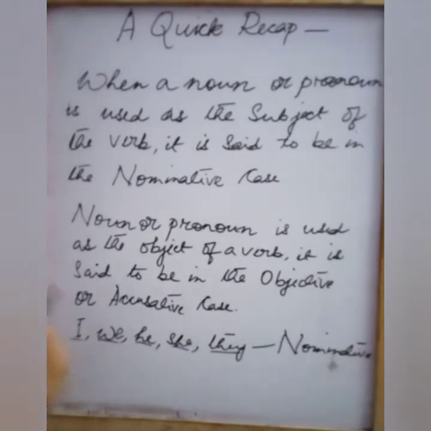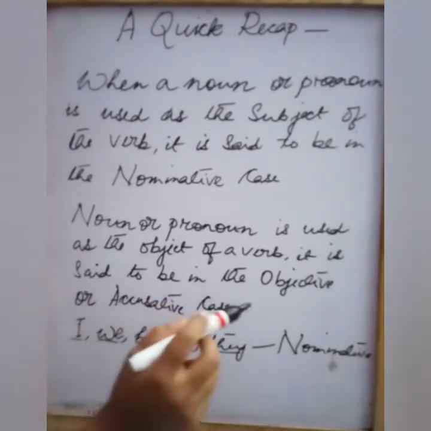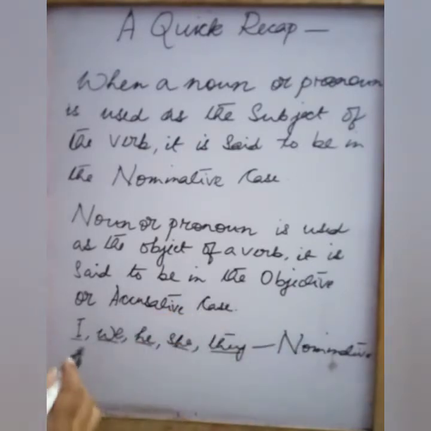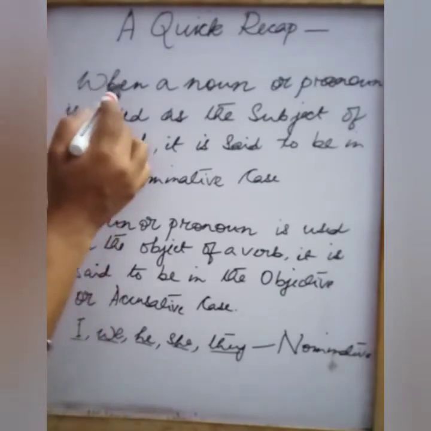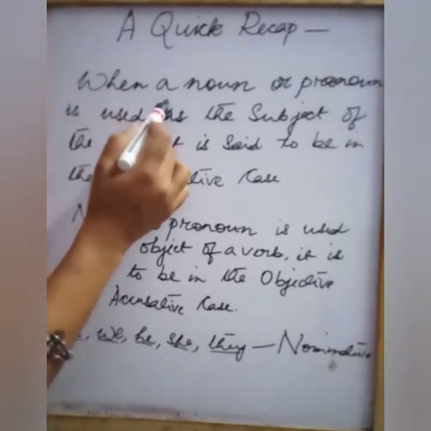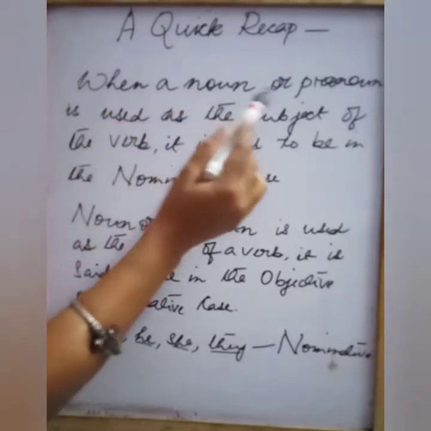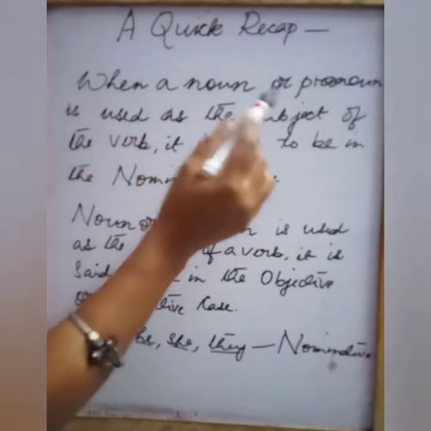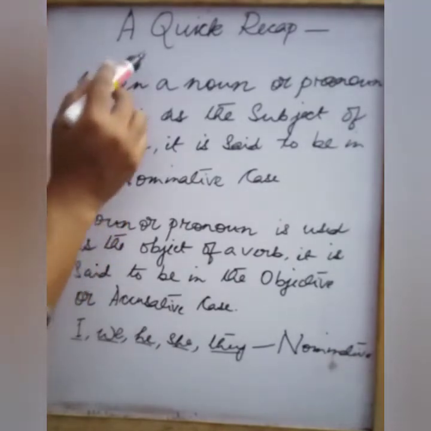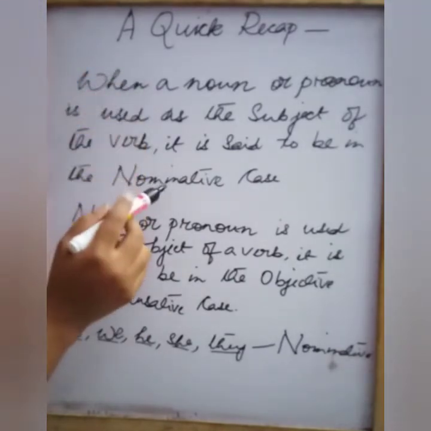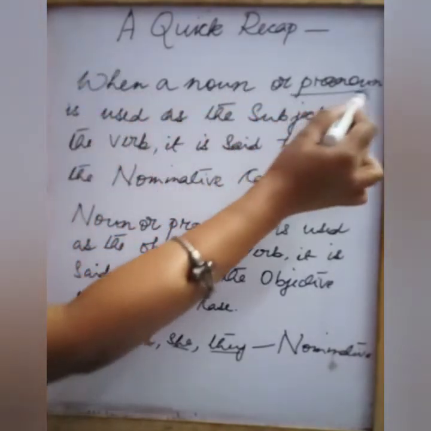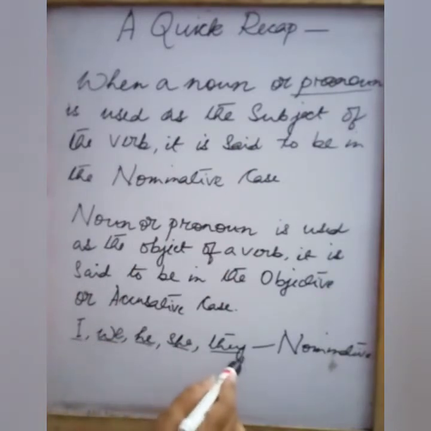I will become something else for the accusative case. When a sentence is in the nominative case, it is I, we, he, she, they. These pronouns in place of nouns might be there, because in the definition we have written when a noun or pronoun is used as the subject of the verb, isn't it? So that is a nominative case. So if it is a pronoun, these pronouns are used in the nominative case.